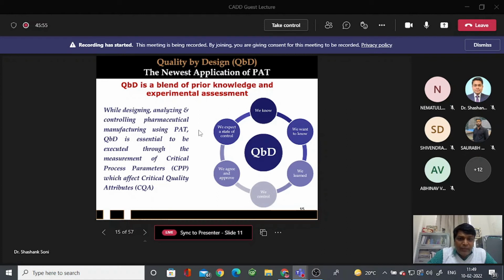QbD is the newest application of PAT. QbD is a blend of prior knowledge and experimental assessment. Obviously, if you don't know, you don't. What is prior knowledge? It is what is already known, already available in the public domain, which you have gained from your experience, or which is written in papers, compendia, or journals by various scientists based on their experiences.